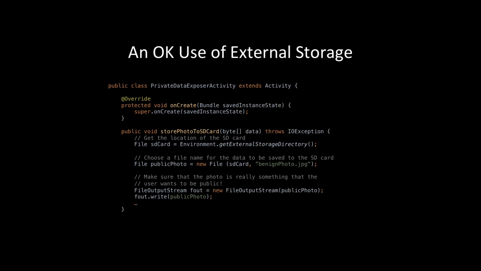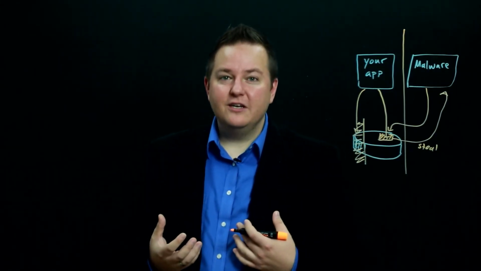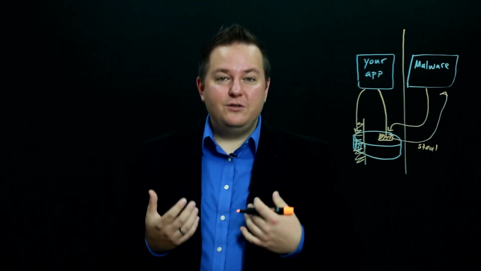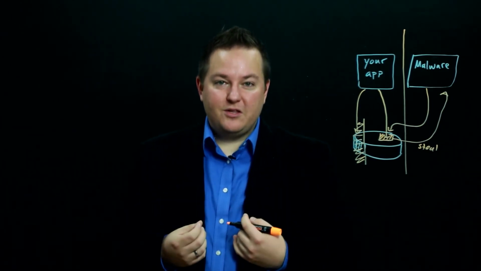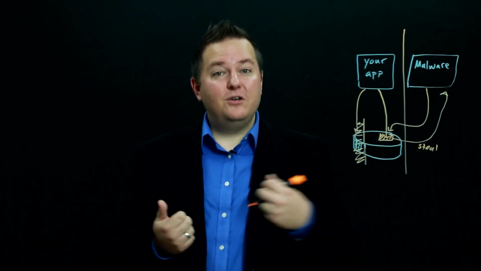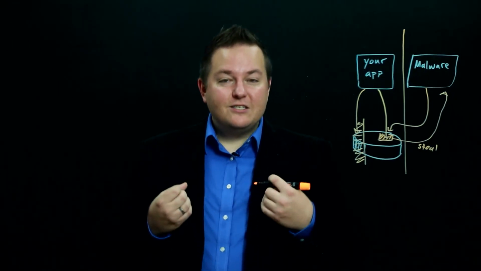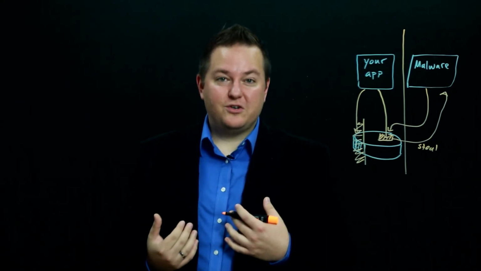So what would be an acceptable use of external storage? Well, one common acceptable use of external storage is to store photos. For example, if you have a custom camera application, you probably want to store those photos to the SD card so that the user can use their phone like a camera, pop in an SD card, take a bunch of photos, store them to the SD card, and then pull that SD card out and put a new SD card in when the one they'd been using before became full. So in that case, it probably does make sense to store those photos on the external storage directory.